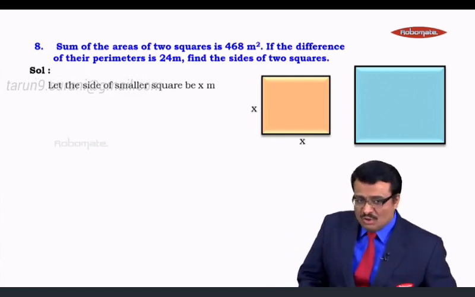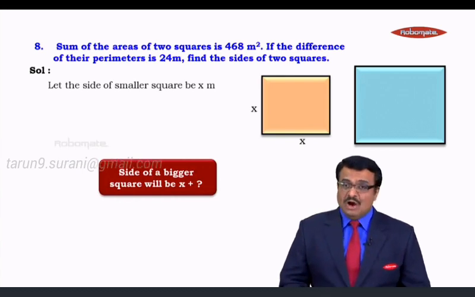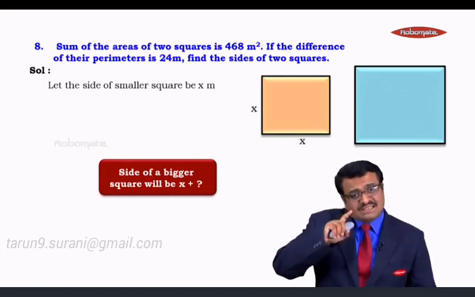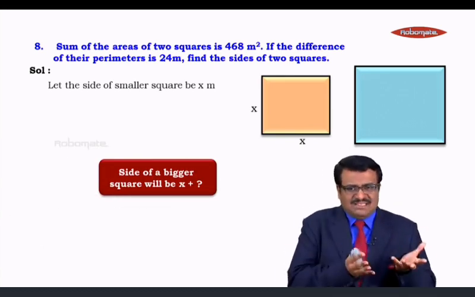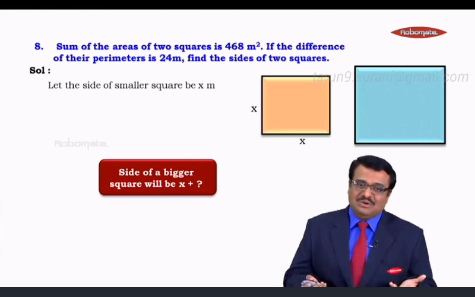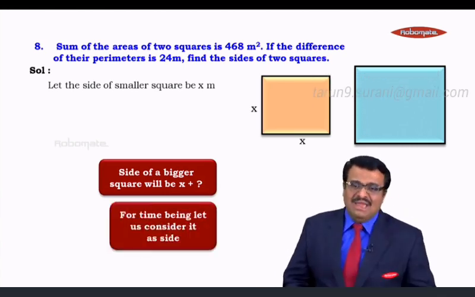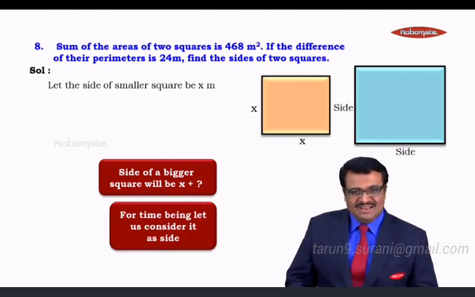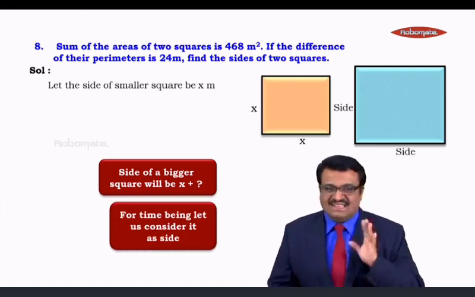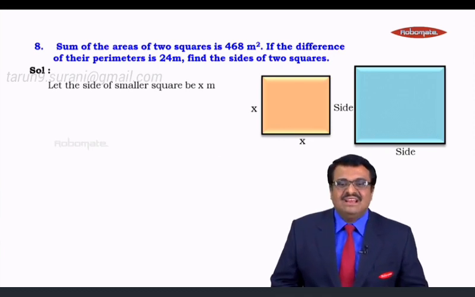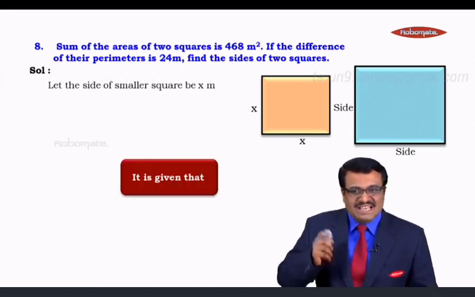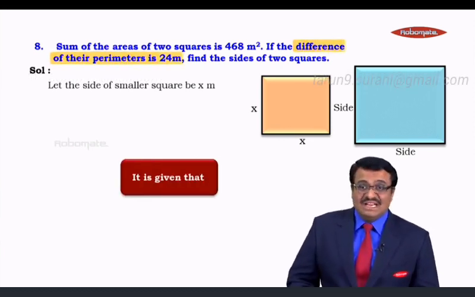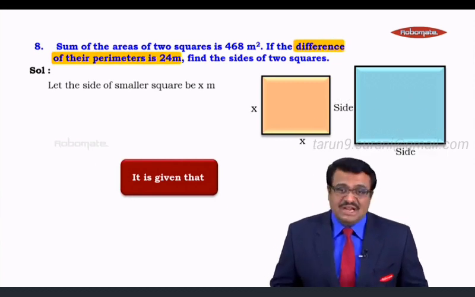So, side of the smaller square is how much? X meters. Now, what will be the side of the bigger square? It will be x plus something, but what it is, we don't know, right? So, for the time being, let us consider the bigger square side as side only. So, we will call the bigger square side as it is, right? Now, it is given that the difference of their perimeters is 24 meters.